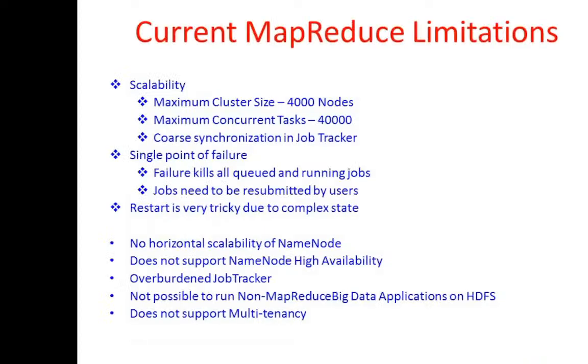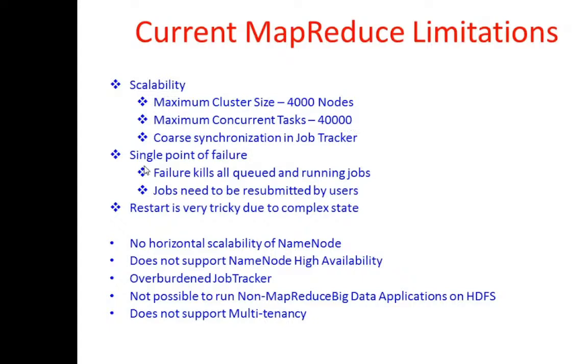Once it was bottlenecked, there were some limitations. The scalability was limited to only 4,000 nodes. We were not able to span the cluster to more than 4,000 nodes because it was not sustainable. The maximum number of concurrent tasks which could run in Hadoop 1 was limited to only 40,000.